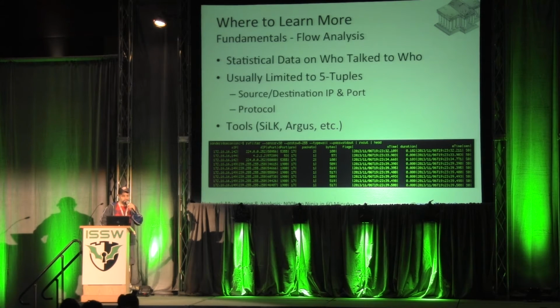So the next thing is flow analysis. I think we talked about flow. That's basically the 5-tuple, like, hey, this IP talked to this IP, and the source port was this, and the destination port was that, and this is how many bytes were transferred. Just stuff like that. It's very useful in doing quick analysis.